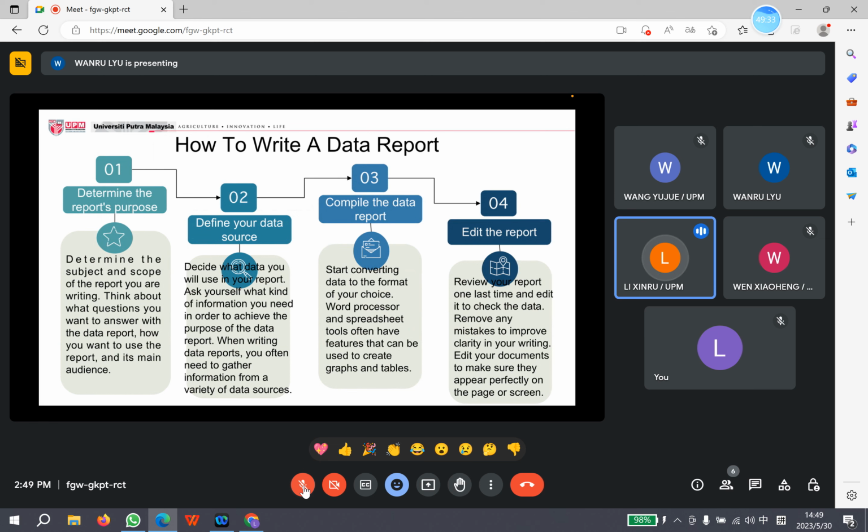The last step is edit the report. Review your report one last time and double check the data. Remove any mistakes or unimportant parts in your writing. Edit your document to make sure everything appears on the page correctly. Okay, the next page.